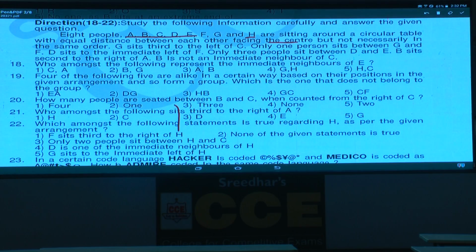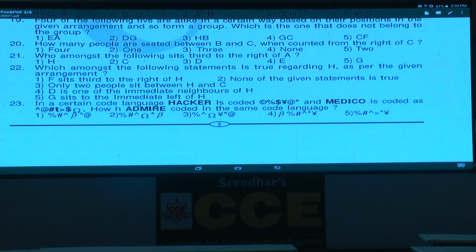The first condition is G sits third to the left of C. G is seated third to the left of C and one person sits between G and F. D sits to the immediate left of F. Only 3 people between D and E. B sits second to the right of A and B is not an immediate neighbor of C. Now these are the 5 conditions given. Now according to these conditions, let us try to represent the information. Yes, tell me what is the first information here?